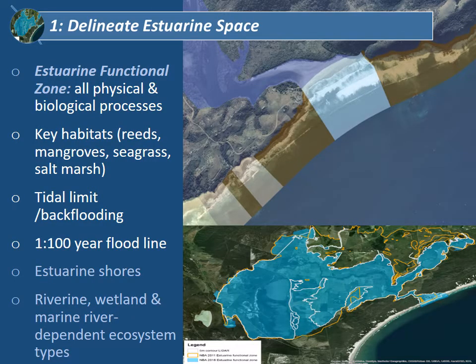In terms of delineating our space, in South Africa, we use the estuary functional zone, which encapsulates all physical and biological processes, including key habitats like reed, mangrove, seagrass, and salt marsh. It extends as far inland as the tidal limit or backflooding. It also encapsulates the 1 in 100-year floodline.